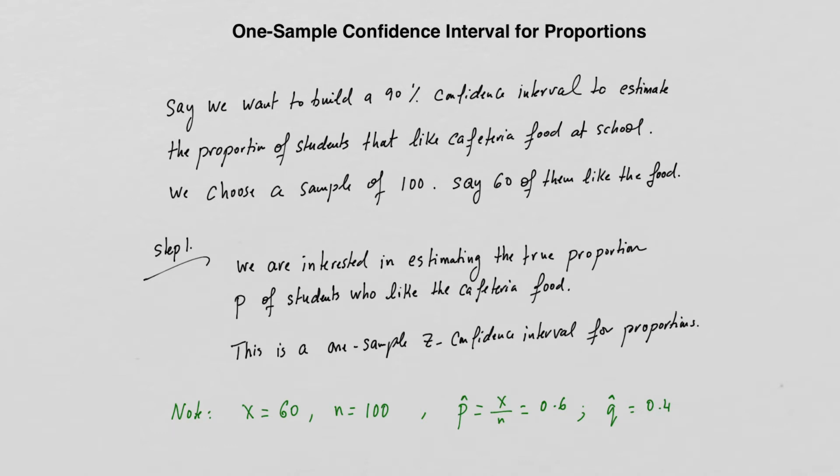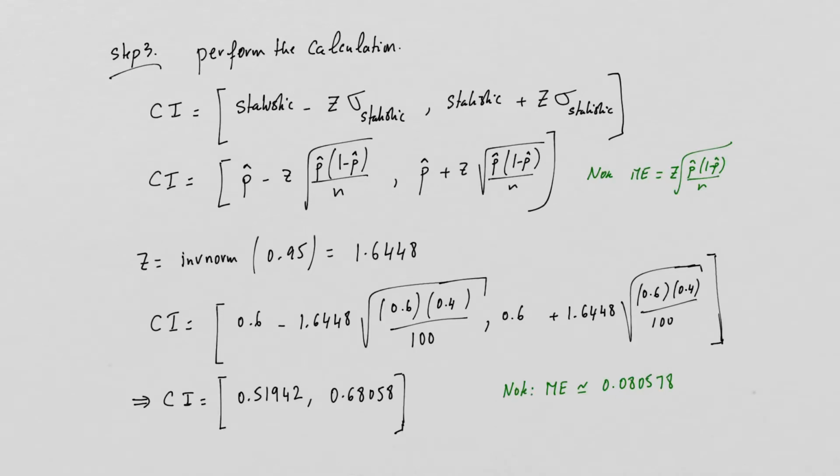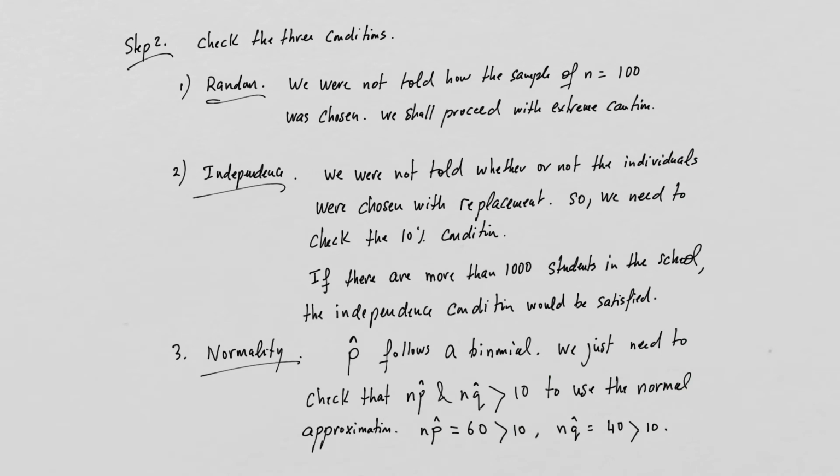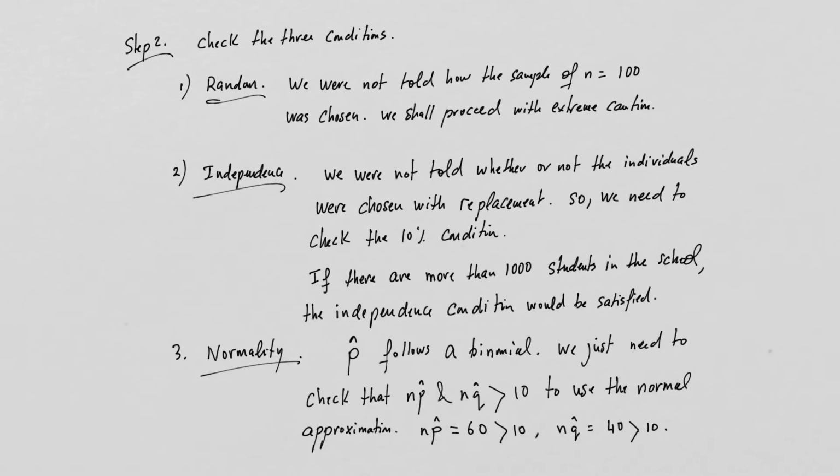All right? So let's go through the conditions. 3 conditions always are randomness, how was the sample taken? Independence, how are the observations? Are they dependent or not? And then, of course, normality, because without normality, we couldn't do step 3, okay? So we need the normality. So for randomness, we were told that you chose a sample of 100. We don't know how the sample was taken, right? So we have to proceed with extreme caution, I wrote.